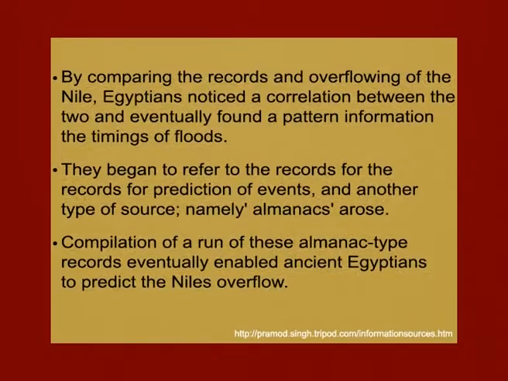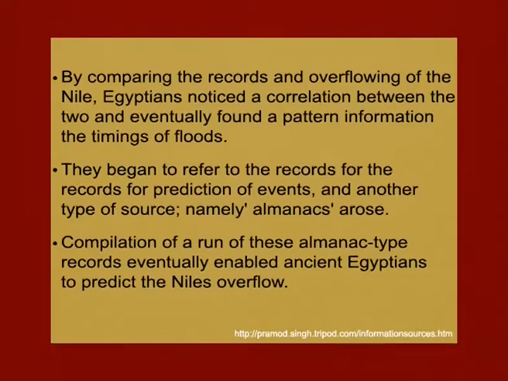Now, by comparing the records and the overflowing of the Nile, Egyptians noticed that a correlation exists between the two and eventually found a pattern in the timings of the floods. So, see the coverage, the location and the devastation time of the flood. How important it is. Recording of that information was giving back to the same people when that flood arises in the Nile river and how much devastation has taken place. So, you can see that recording of that information in those inscriptions was so important.